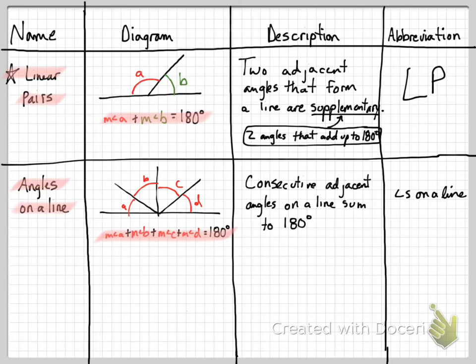So just to clarify on the notation in here, it says consecutive adjacent angles on a line. So we already talked about adjacent angles, or those that are right next to the other. Consecutive means we have a bunch of them all in a row, one after the other. So in this case, we have 4 of them that are right in a row, and they all add up to 180 degrees because they're all along a line.